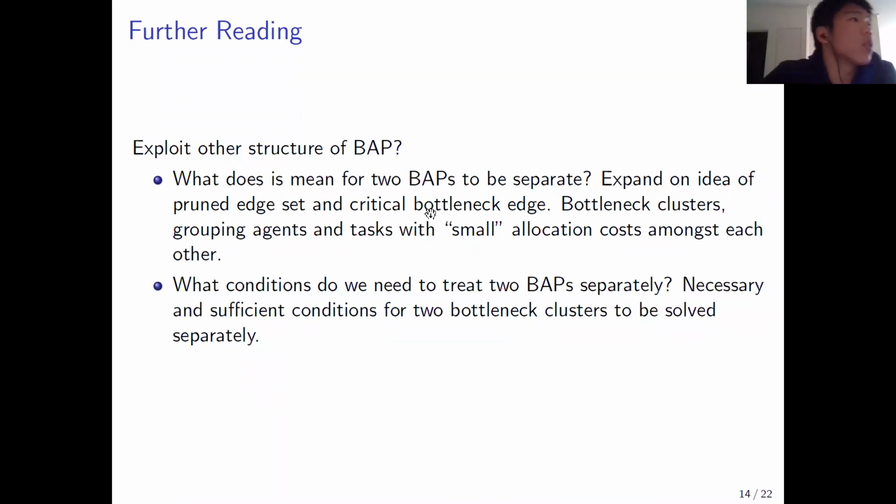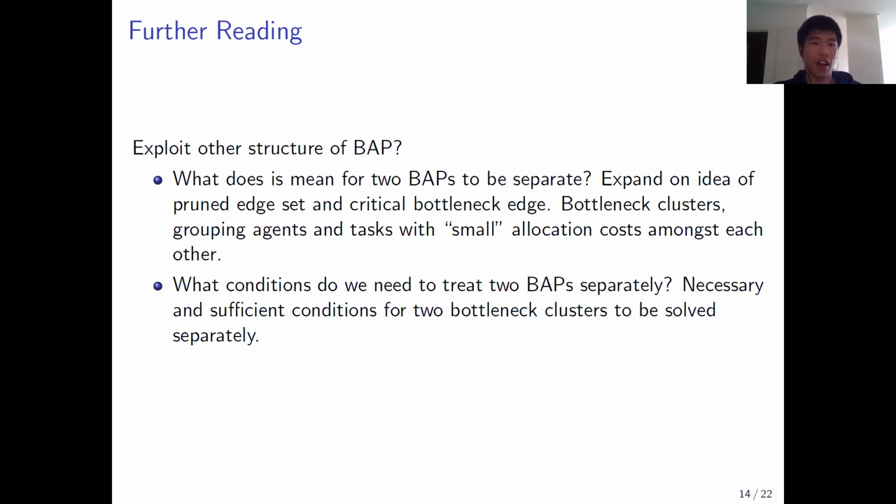The first one is, what does it mean for 2 BAPs to be separate? So if I go back to my example of my cars and my passengers, if I had two sets of problems in two different cities, for example, that were really far apart, I know I can intuitively say that those two BAPs, if I solve them separately, don't have anything to do with each other. So I can just solve them separately.